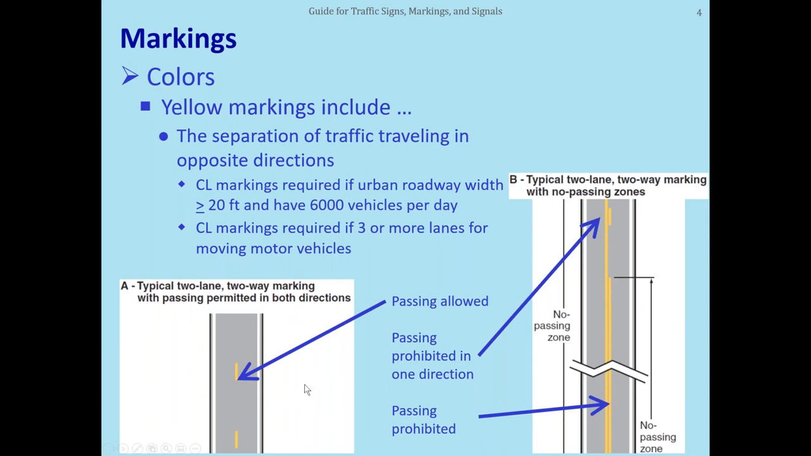Examples out of the manual: a broken type of dash with gaps means passing is allowed. Where you have a solid line on one side and a dash on the other, that means passing is prohibited in the direction of the side that has the solid line. Where you have double yellow, passing is prohibited in either direction.